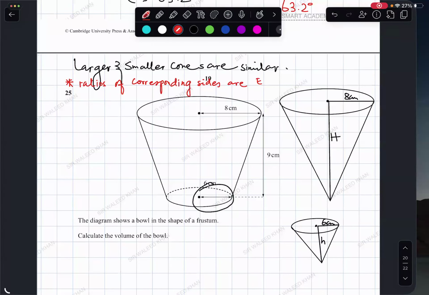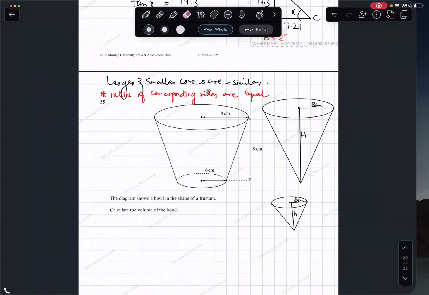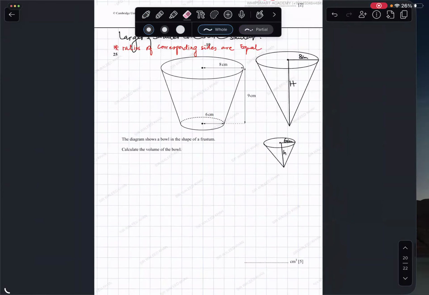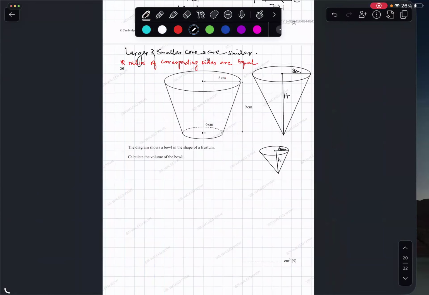Are equal. Okay. Now, they are asking us to calculate the volume of the bowl. For that, we have to make, first of all, the formula, and then we see what is missing so that we can complete that information. Looking at it, we already know, but let's see.